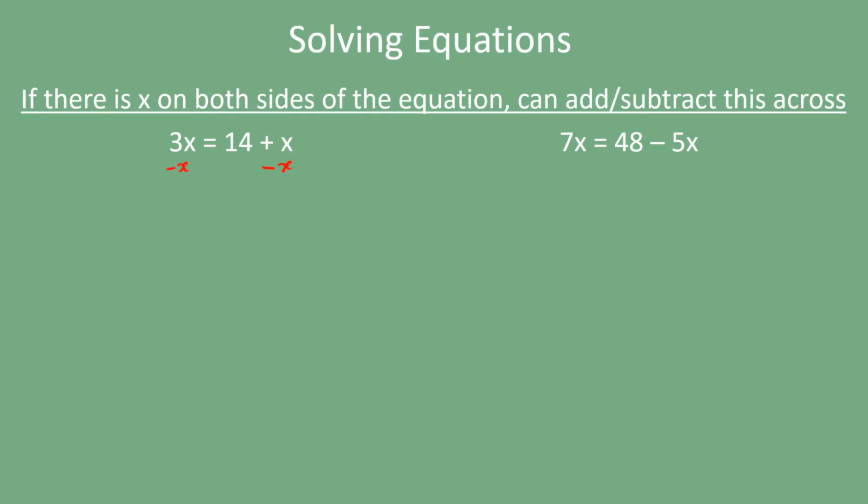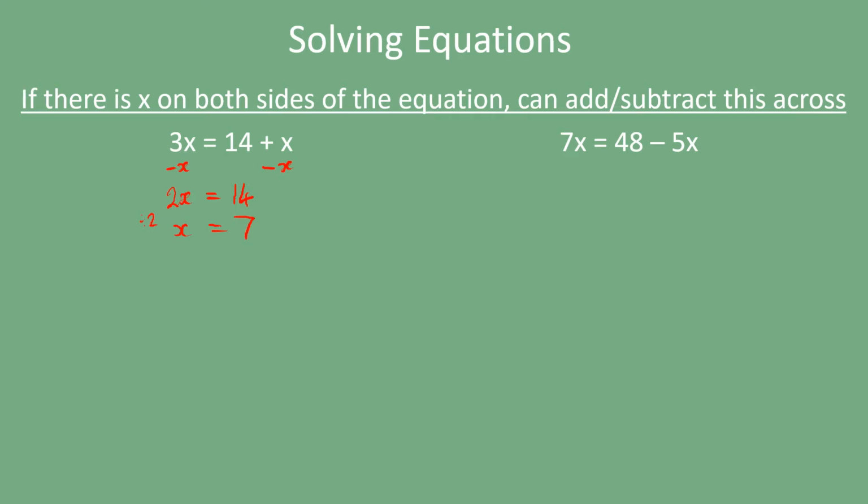That will reduce us to 2x on the left, but it will also completely get rid of the x's on the right hand side. That'll give us 2x is 14, x take away x is nothing. From there, just divide by 2 and you'll get x is equal to 7.